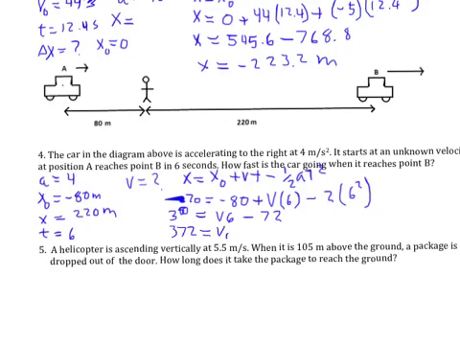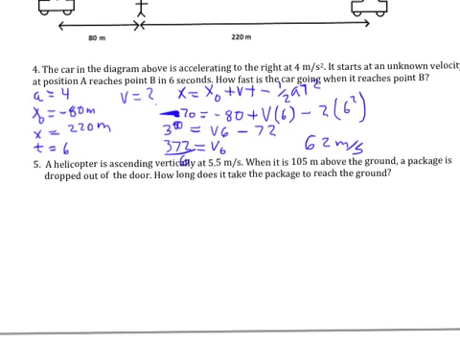Equals v6. So I have to divide both sides by 6. So 372 divided by 6, it was going 62 meters per second when it reached point B. So we don't know how fast it was going here, but by the time it got to here, it was going 62 meters per second.